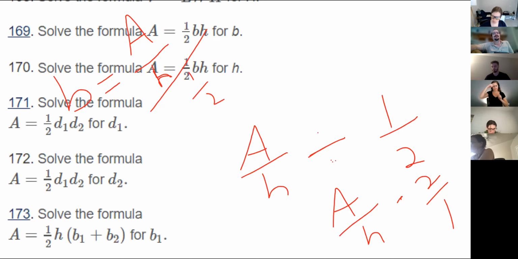Any questions about this one? I dropped my b somewhere along here, but this should say b equals this, b equals this.